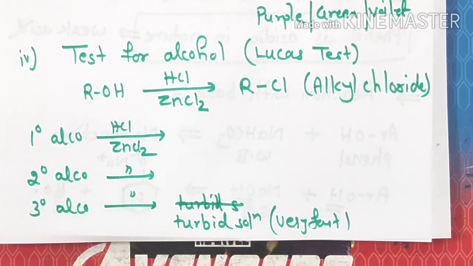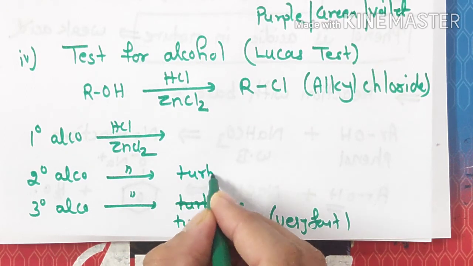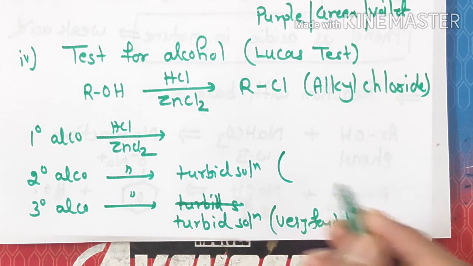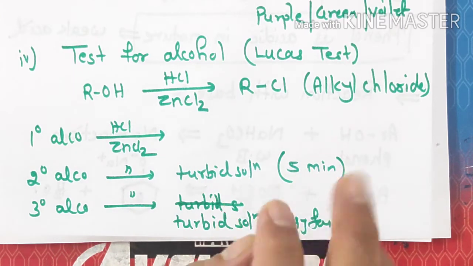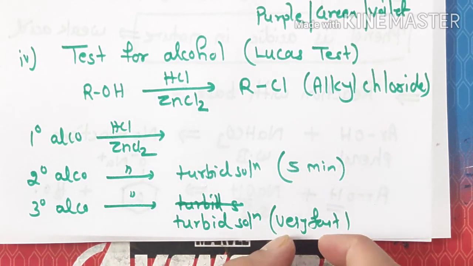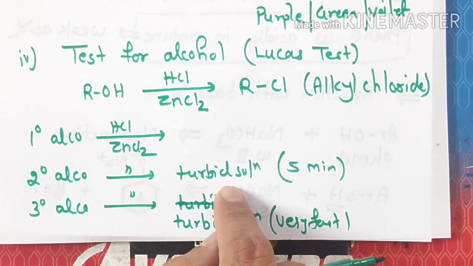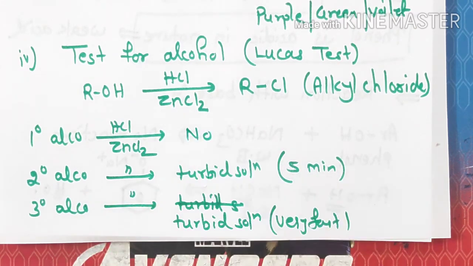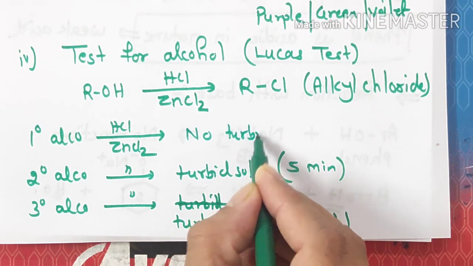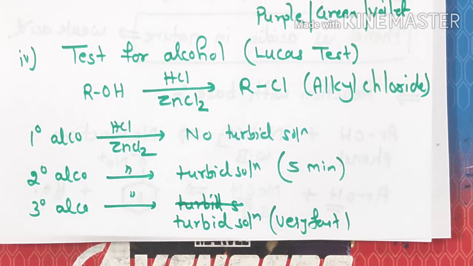But if it is 2 degree alcohol, here also we obtain a turbid solution, but only after 5 minutes of putting the HCl and zinc chloride. So if it forms instantaneously, I will say it is 3 degree alcohol. But if the turbidity is formed after 5 minutes or after some time, I will say it is a 2 degree alcohol. If no turbid solution is obtained, then I will report it is 1 degree alcohol. So this is one of the distinguishing tests for alcohol.